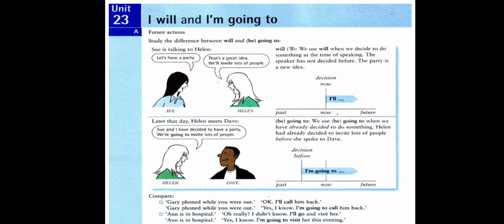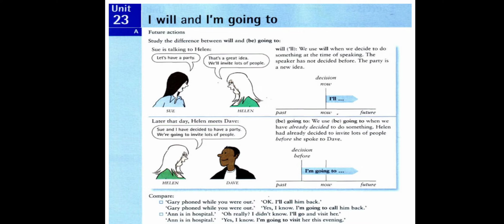When we use will, we think of something at the time of speaking. We think of doing something in the future, but we take the decision at the time of speaking. So when we decide at the time of speaking, we use will for the future.